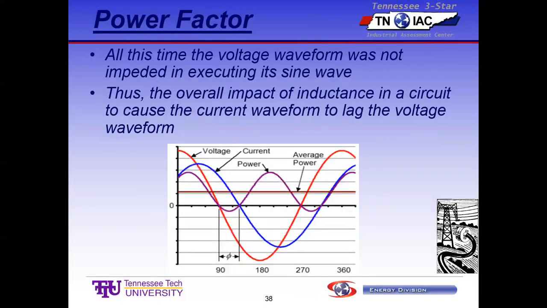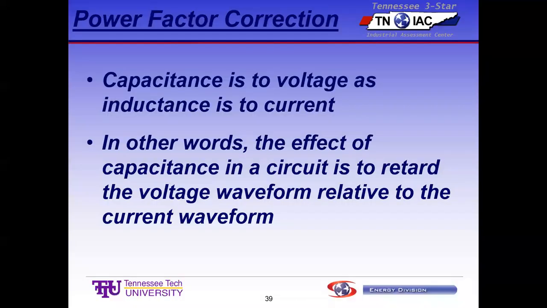Okay, and so we're just talking through all that stuff. So here you go. Capacitance is to voltage as inductance is to current. That's one of those SAT things where you have to do the analogy. I was never very good at that. In other words, the effect of capacitance in a circuit is to retard the voltage waveform relative to the current waveform.